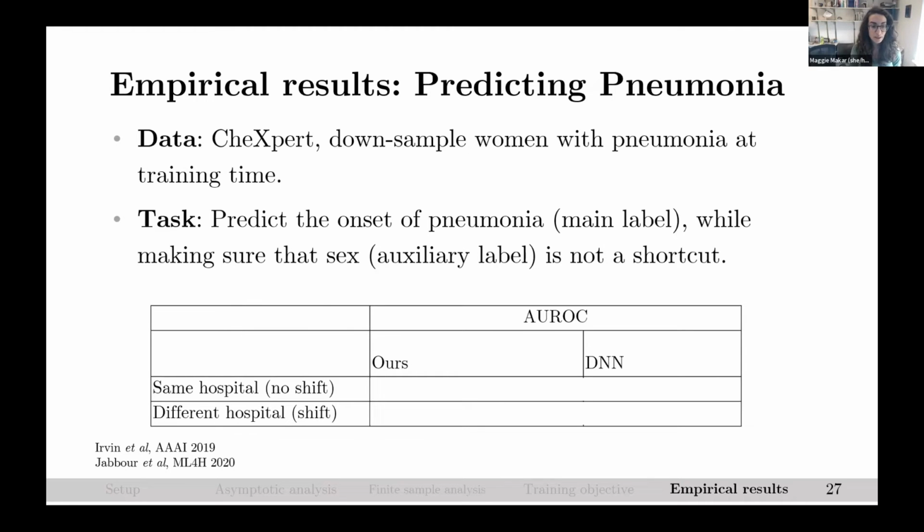Again, what we're going to look at is the accuracy of the prediction as measured by the AUROC. And we're going to compare our approach to the typical deep neural network in two settings. One is where we train in one hospital and test on the same hospital, so there's no shift. And in the second setting, we're testing and training on two different hospitals, so there is a distribution shift. And what we see is that our approach actually does better in both settings.